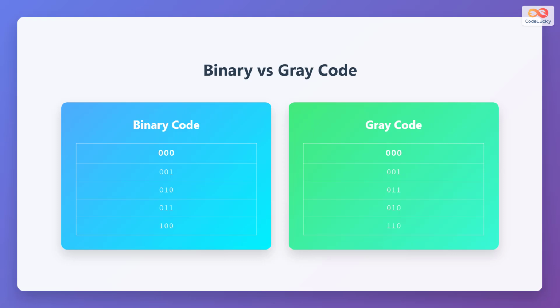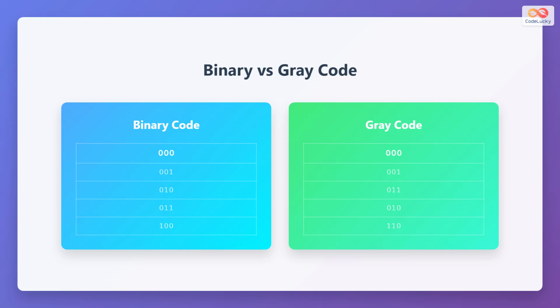Let us compare binary code and gray code. Here we can see a comparison between binary code and gray code for the first 5 values starting from 0. In binary code, we have 000, 001, 010, 011, and 100. Notice how multiple bits can change between consecutive numbers.